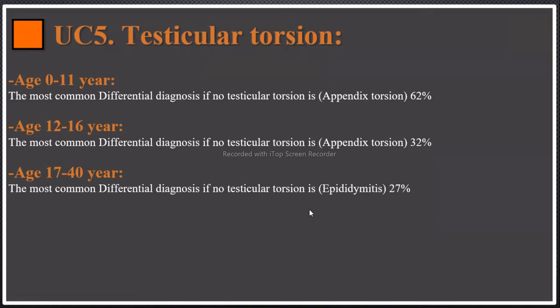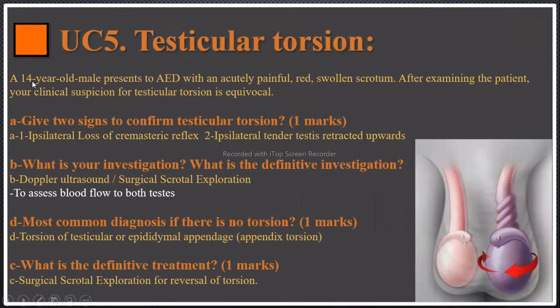So we will go for our scenario. What is the age? 14 years old. So what is the most common, if no torsion? Appendix torsion, or appendicular torsion. That is the alternative name: torsion of the testicular or epididymal appendage. If you find this one, choose it.